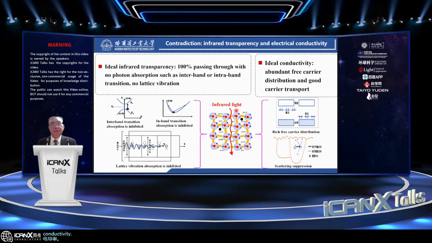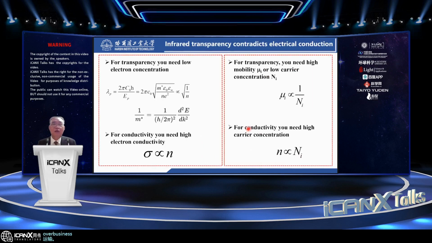Now, for infrared light to go through, you need non-photon absorption, such as interband or intraband transition. No lattice vibration. That way will give you 100% passing through of your material. However, to make it conductive, you need abundant free carrier distribution and good carrier transport. Obviously, these two are contradictory to each other.